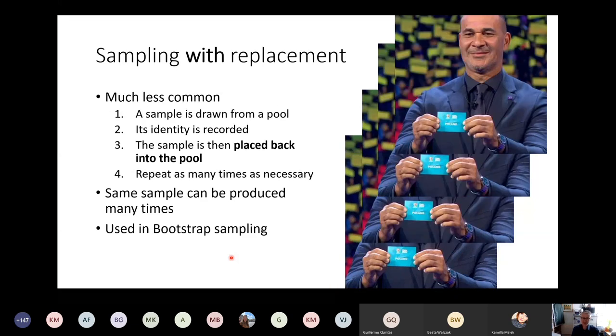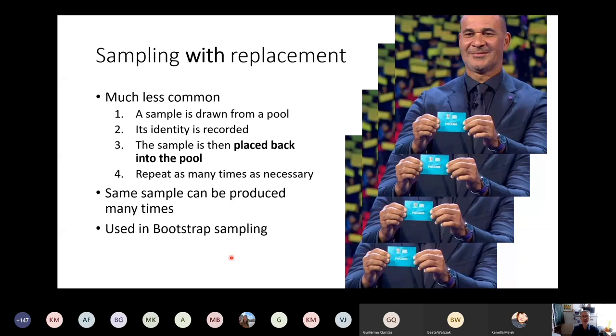Now, sampling with replacement is different. With sampling with replacement, we take the ball out of the bowl and read what the name of the team was. We put it back in the bowl, mix it up, and take another one out and read which one it was. It could be the same answer. We could take out Poland every single time.